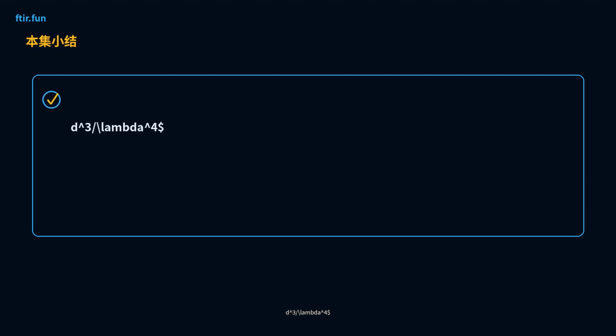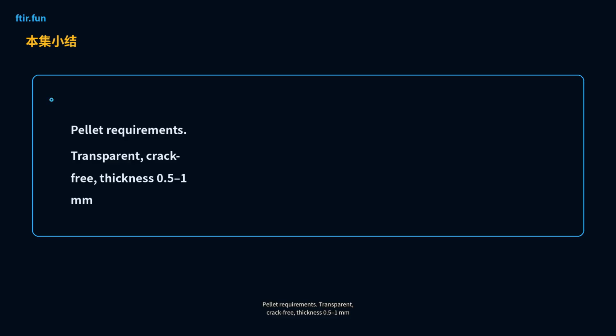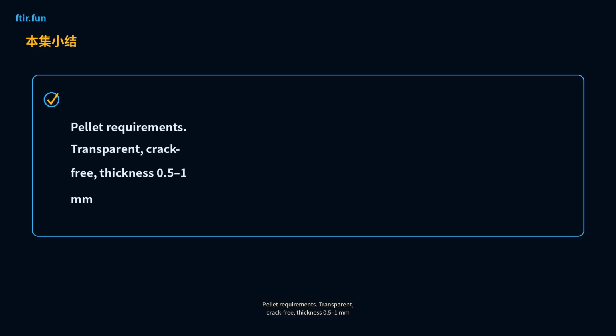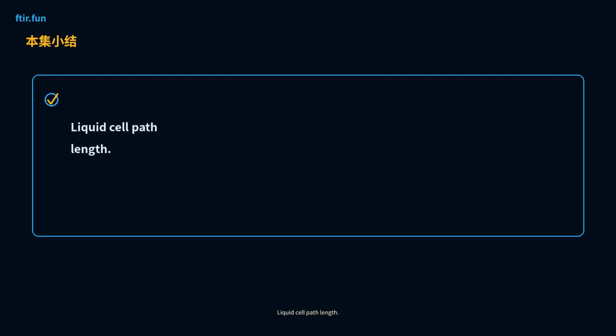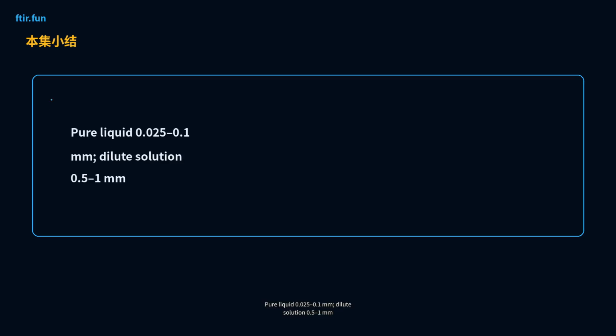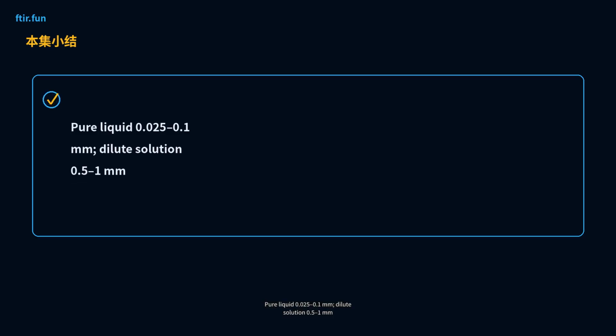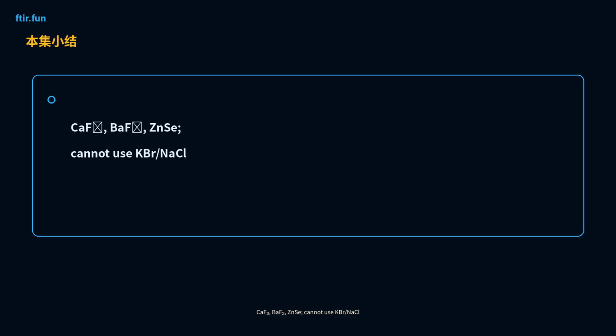Pellet requirements: transparent, crack-free, thickness 0.5-1 mm. Liquid cell path length: pure liquid 0.025-0.1 mm. Dilute solution 0.5-1 mm. Window for aqueous samples: KBr and ZnSe cannot be used; use CaF2 or BaF2.